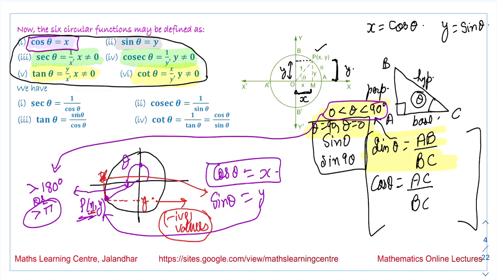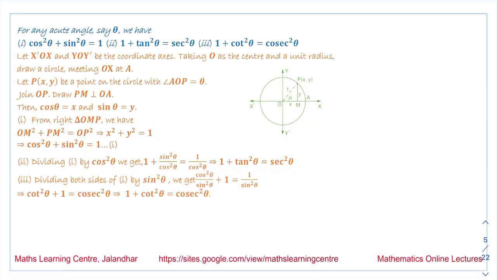Next we have to prove the three trigonometric identities, and these identities you are already familiar with. First is cos square theta plus sin square theta is equal to 1. Second is 1 plus tan square theta is equal to secant square theta. And third is 1 plus cot square theta is equal to cosecant square theta. These three identities we have to prove.